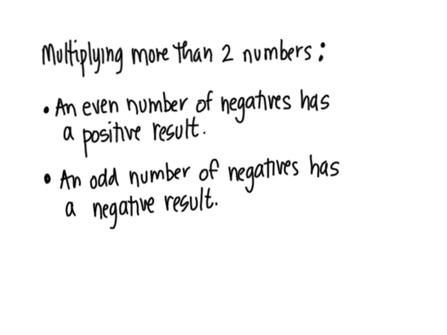Our next set of rules deal with what happens if you have more than two numbers. So if you're multiplying and you have an even number of negatives, 2 negatives, 4 negatives, 6 negatives, an even number of negatives is a positive result. An odd number of negatives, which would be 3 negatives, 1 negative, 5 negatives, 111 negatives, an odd number of negatives has a negative result.